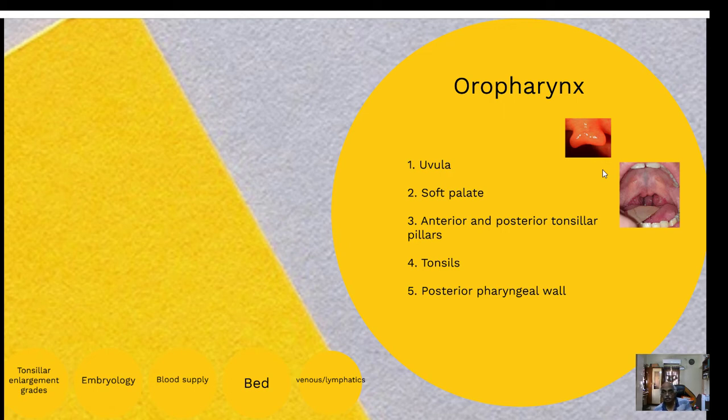And then look at the tonsil, note the enlargement of the tonsil; the grade of enlargement I will narrate later. Then you look for the inflammation of the posterior pharyngeal wall lymphatics, the submucosal lymphatics present in the posterior pharyngeal wall.